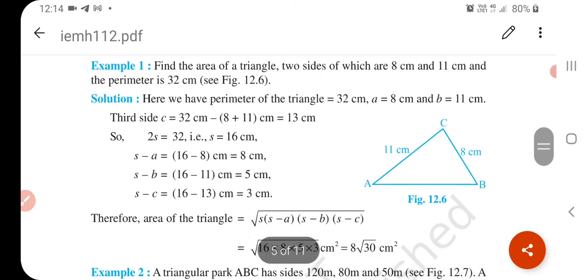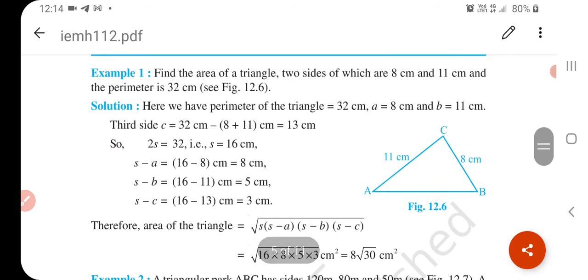See the example. Find the area of a triangle, two sides of which are 8 cm and 11 cm, and the perimeter is 32 cm. Here the perimeter of the triangle is given, that is 32 cm, and two sides are given, that is 8 cm and 11 cm.